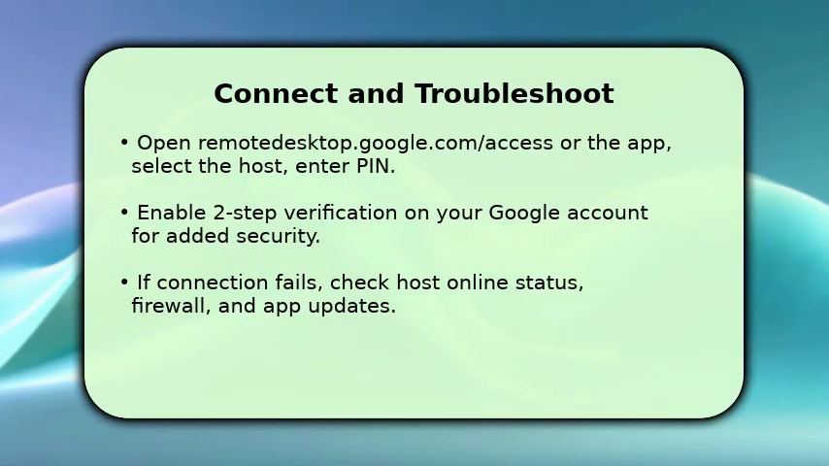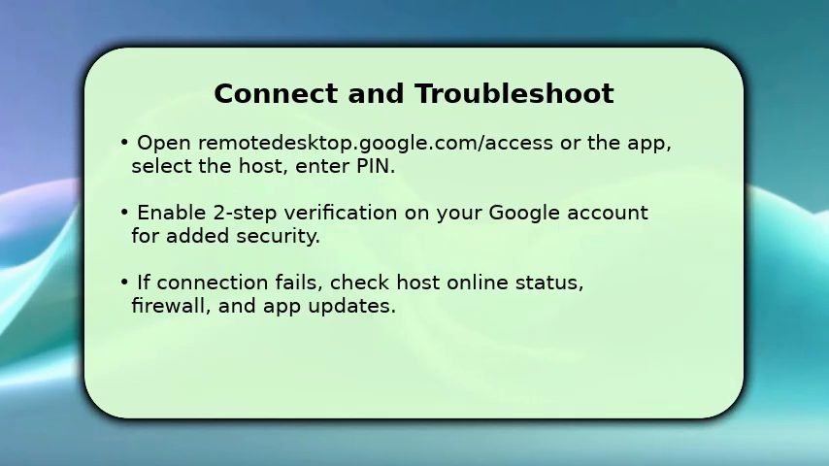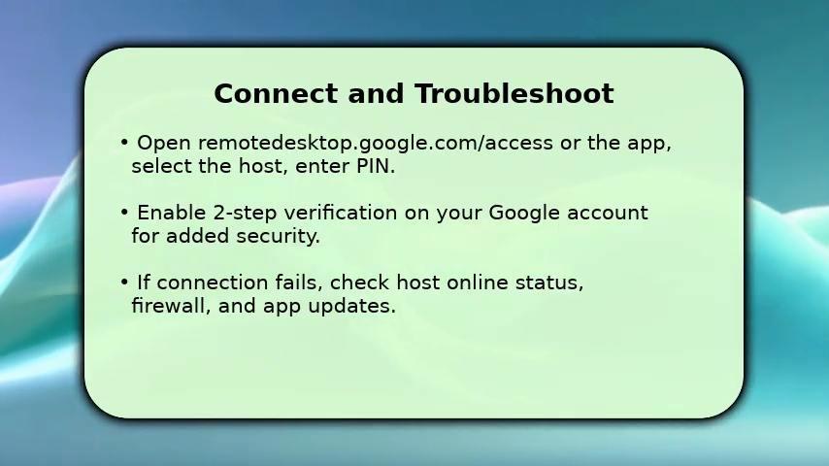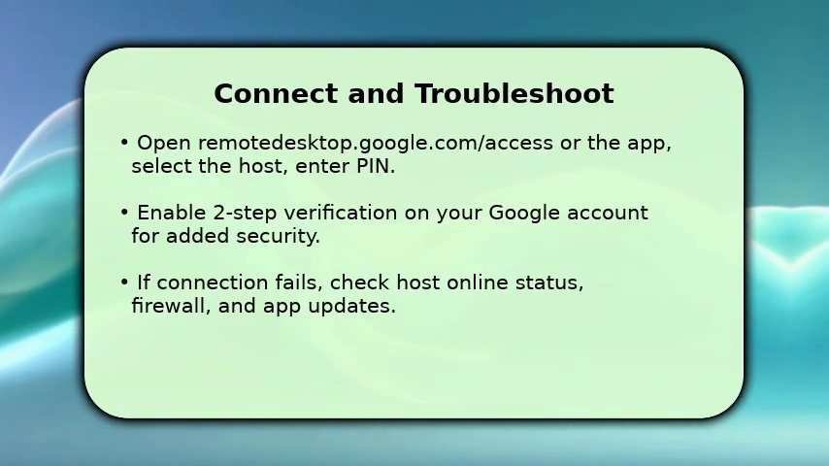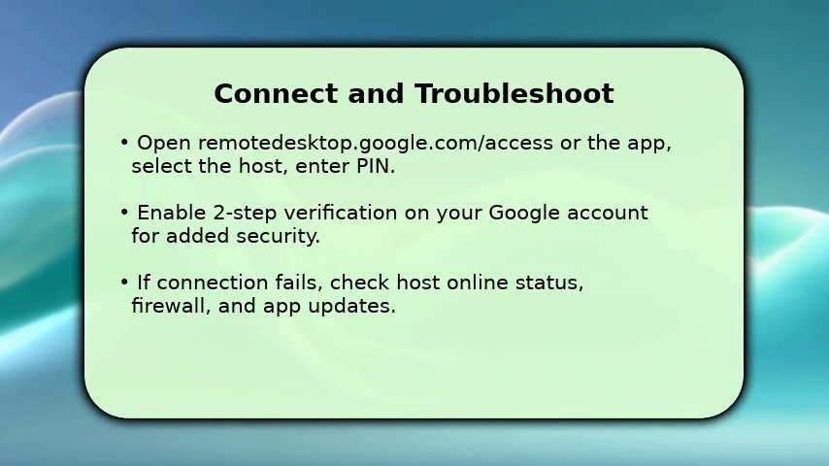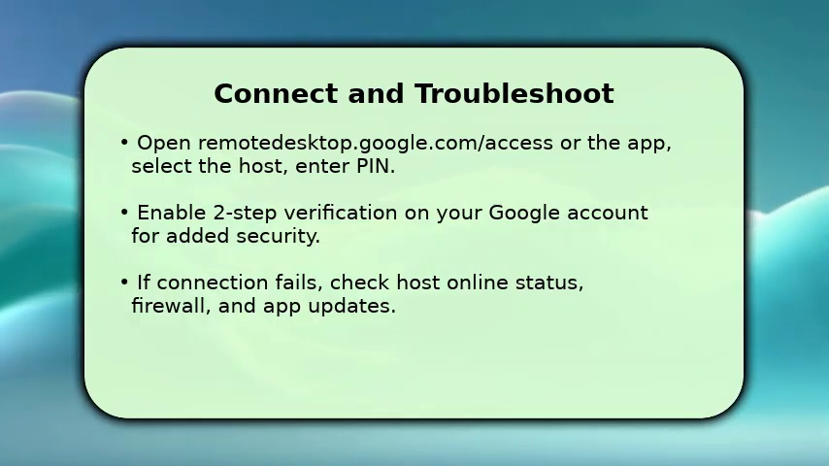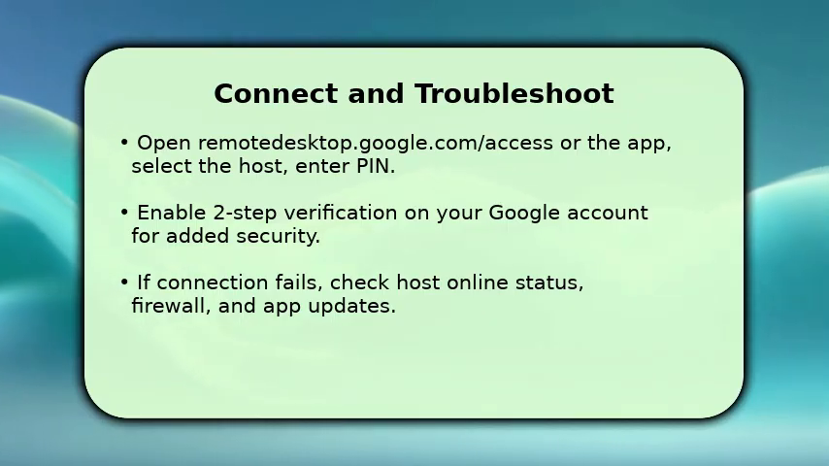To connect, open Remote Desktop. Google.com/access or the mobile app, select the named host and enter the PIN you created. You'll see the host desktop and can control it as if you were there. Make sure to end sessions when finished. For security, enable Google two-step verification so account access is protected.